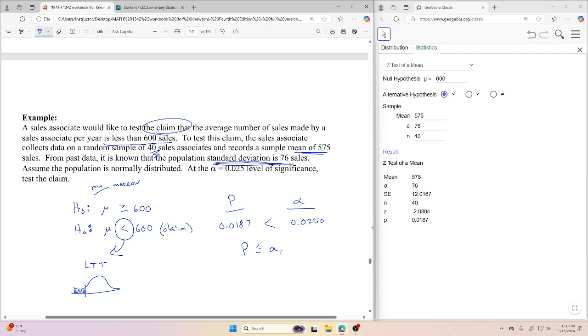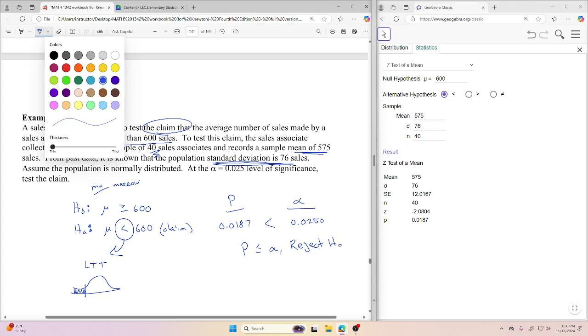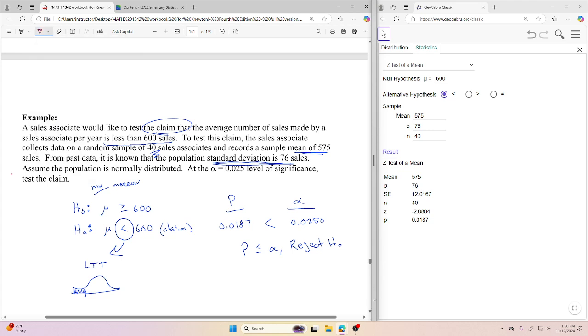That makes me want to reject. Yes, very good. Reject H naught. Very good. And this is the fun part for me. I get to change colors now. So reject H naught. I want to show you what that looks like. H naught, rejected. No good. But this claim is good. Good claim. And we get the smileys, and I'm going to start doing flowers again.